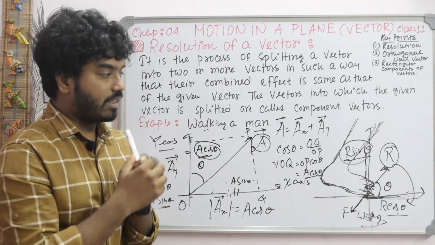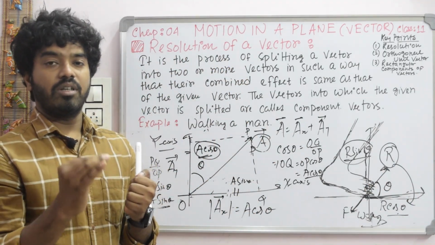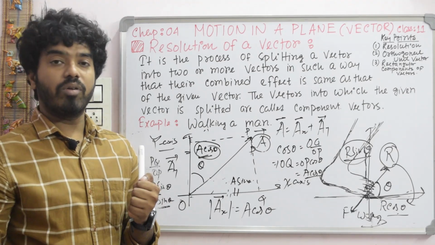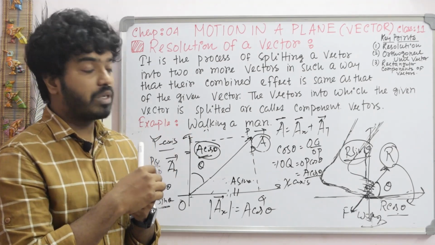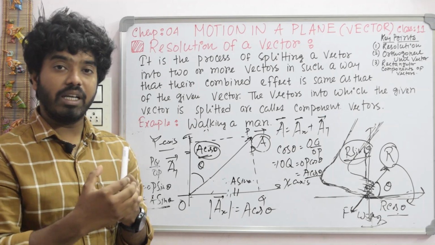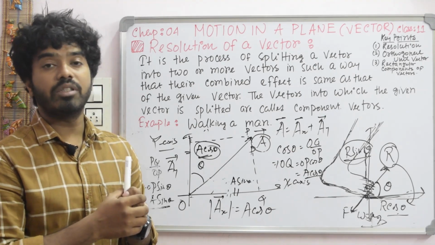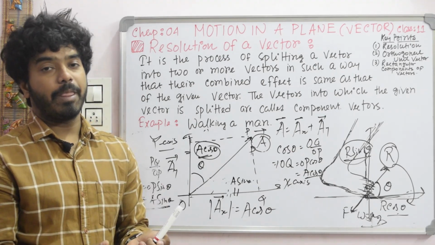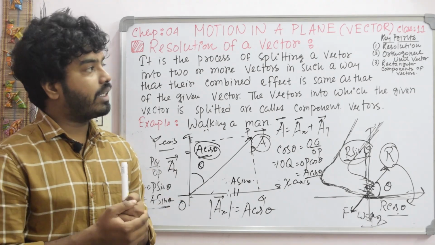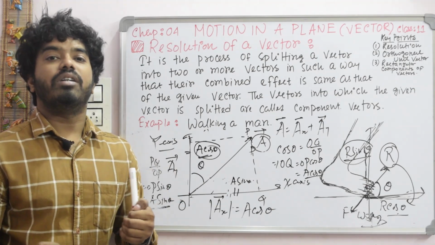So this resultant R has two components. R cos theta, with the help of which we are going forward, and the other component, R sin theta, which is named as the vertical component, with the help of which we are balancing our body. Okay, so this is our resolution of vector. Now we will learn unit vector.